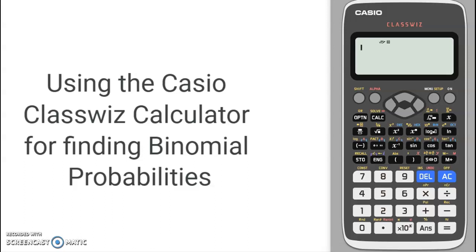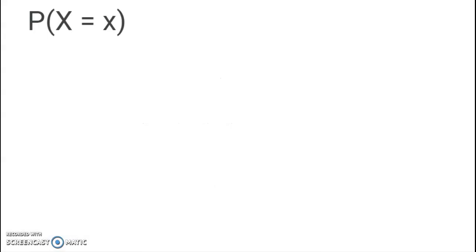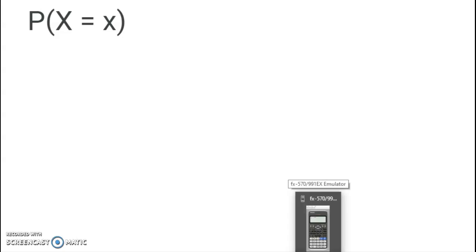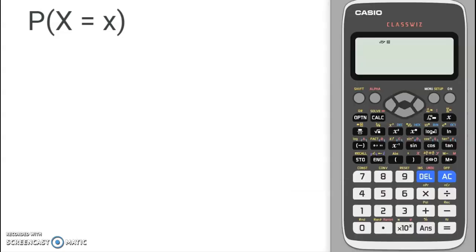This short video should recap how to use the Casio Classwiz calculator for finding binomial probabilities. First, we will look at when x takes an exact value using the binomial distribution. If x takes an exact value, we use the binomial PD function on the Casio Classwiz.